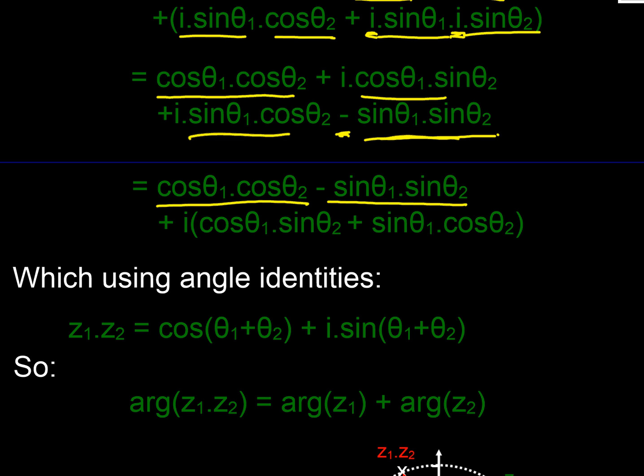Some of you will identify that from your angle identities: cos theta 1 times cos theta 2 minus sine theta 1 times sine theta 2 is cos of theta 1 plus theta 2. In the imaginary part, we've got cos sine plus sine cos, which those of you who know your angle identities will recognize as sine of theta 1 plus theta 2.